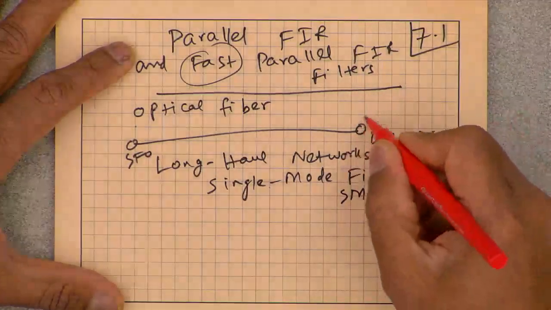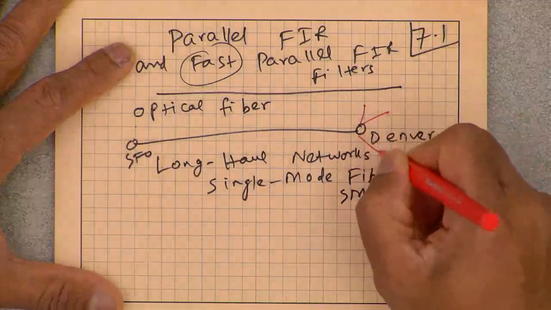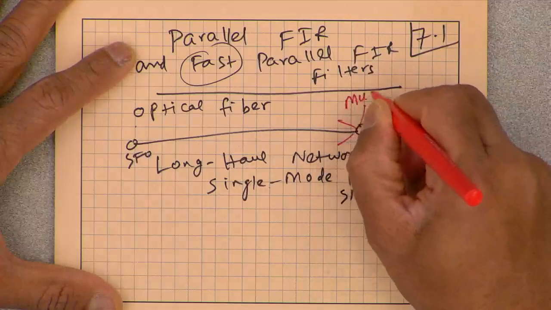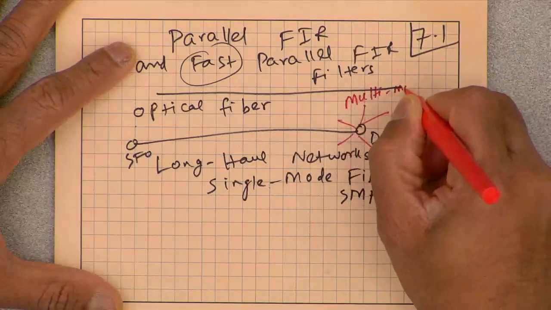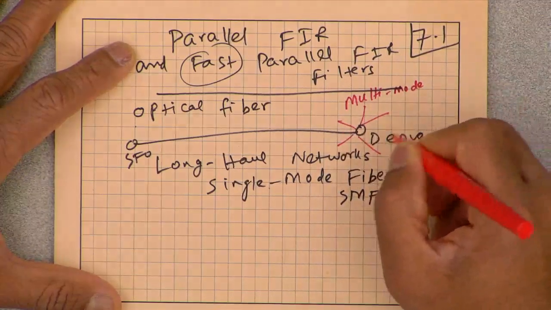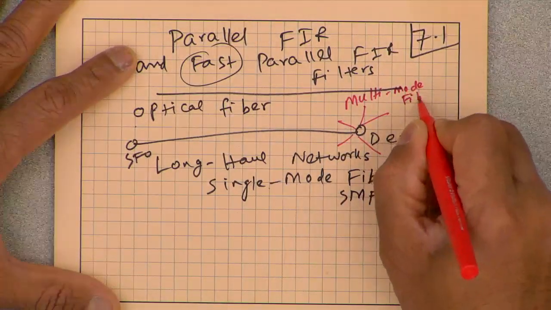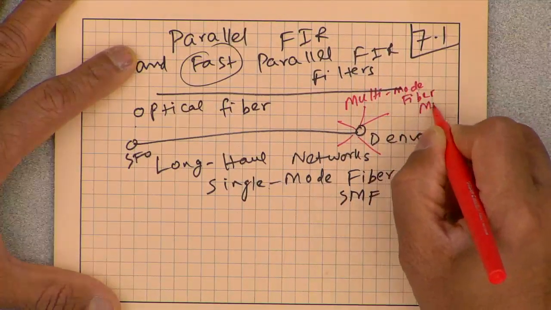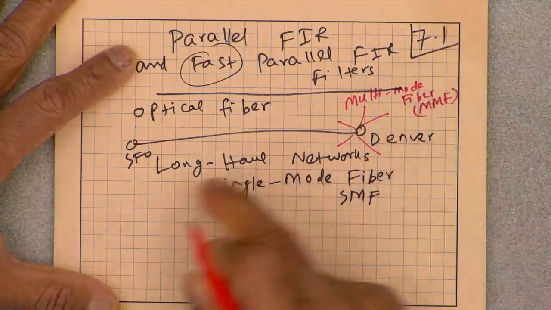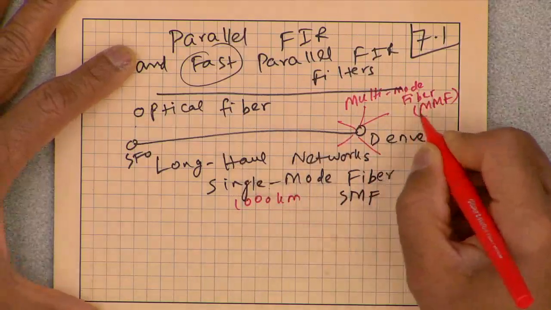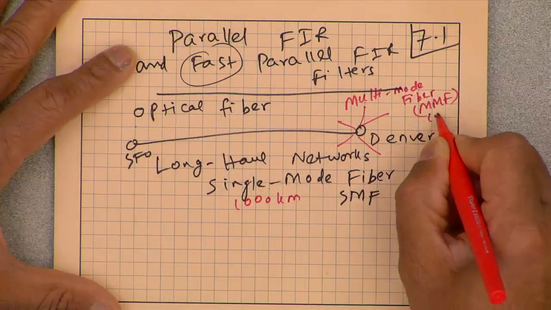And then once you reach Denver, these typically go out in what are known as multi-mode fiber, MMF, probably within, I don't know, 5, 10 kilometers. These are cheaper cables. So the long haul links are thousands of kilometers, and these probably are maybe 10 to 50 kilometers.